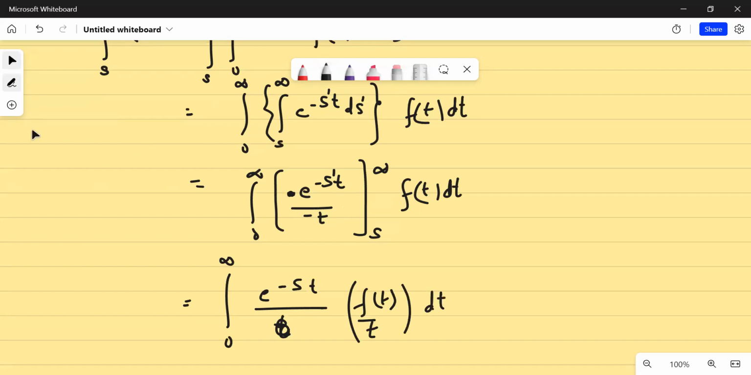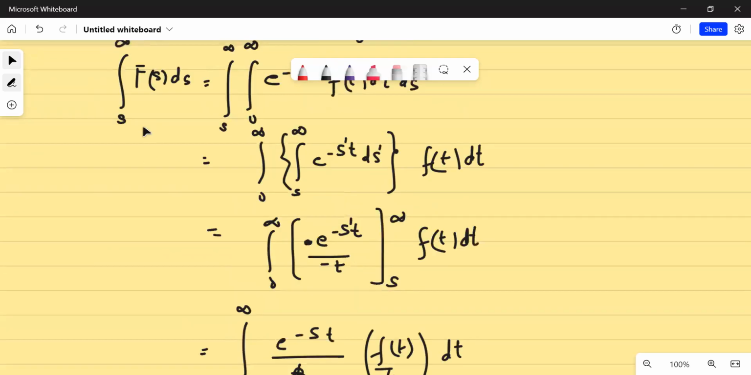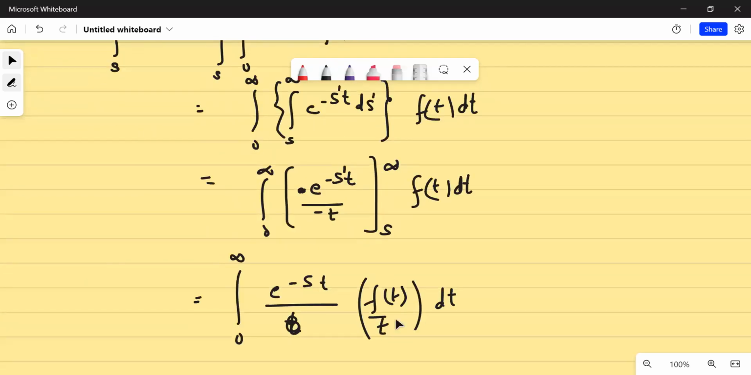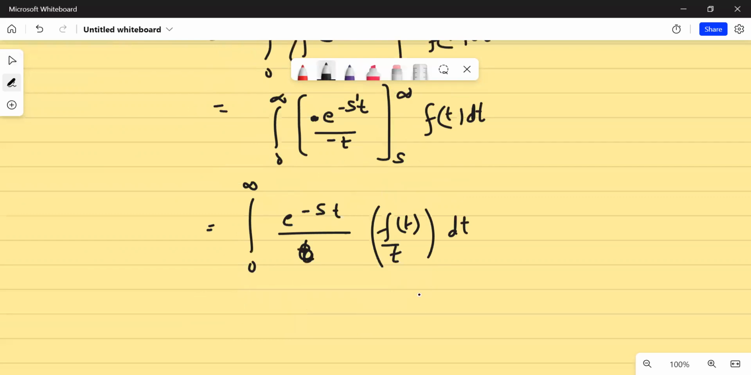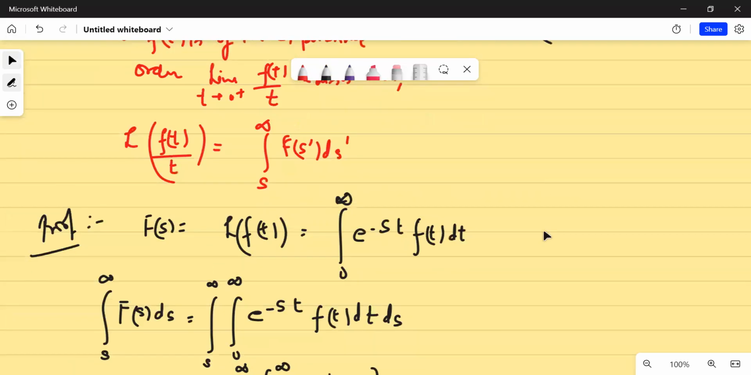So what is the Laplace transform of integration from s to infinity F(s) ds? It is equal to e to the power minus st f(t) upon t. So basically, integration from s to infinity, you can use to differentiate between the variable and the limits. I've done it this way. This is nothing but the Laplace transform of f(t) upon t. So this is how you derive it. Is that clear to you?